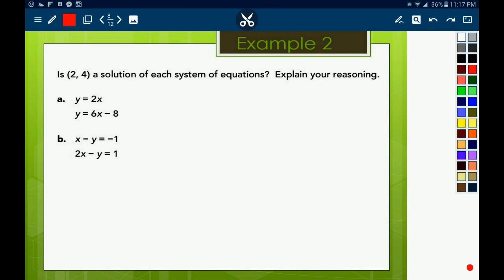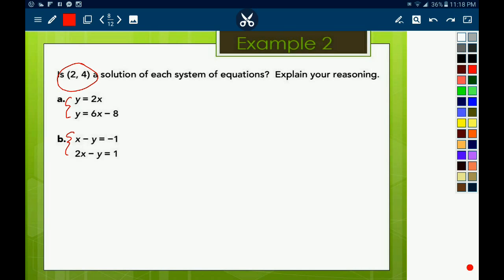All right, so this example is actually pretty easy, and you're going to see this a lot on your test. It says, is 2, 4 a solution of each system of equations, and explain your reasoning. So this is what we're going to do to check our answer. Let's say we actually solve the system and we think that 2, 4 is our answer. Well, we need to substitute it into the system and make sure both equations are true. So we have A's system and we have B's system. We're going to see which system this point is actually a solution to.